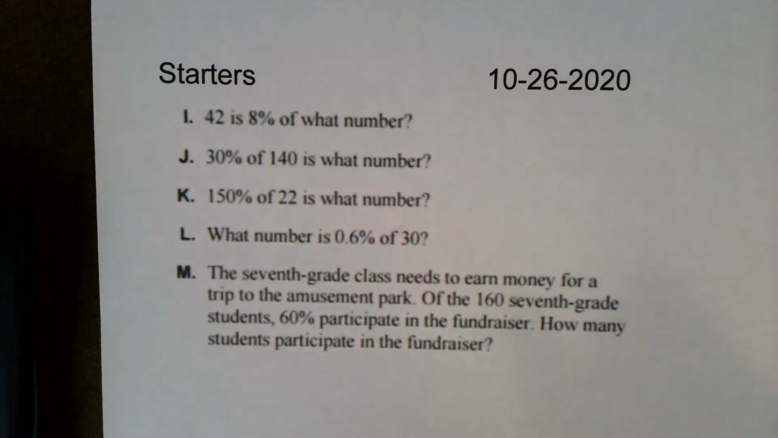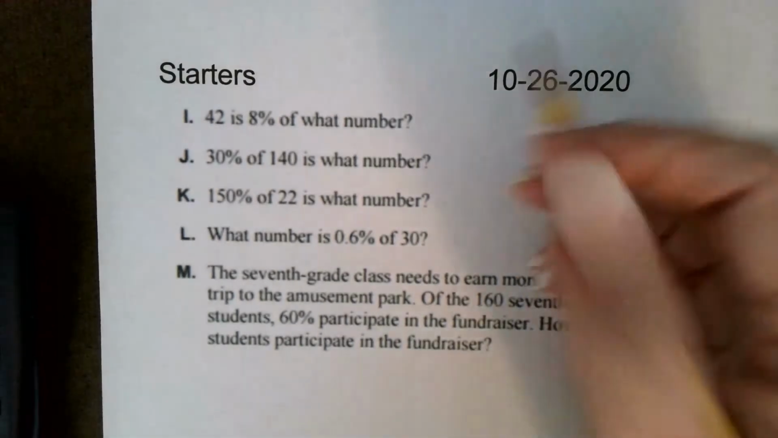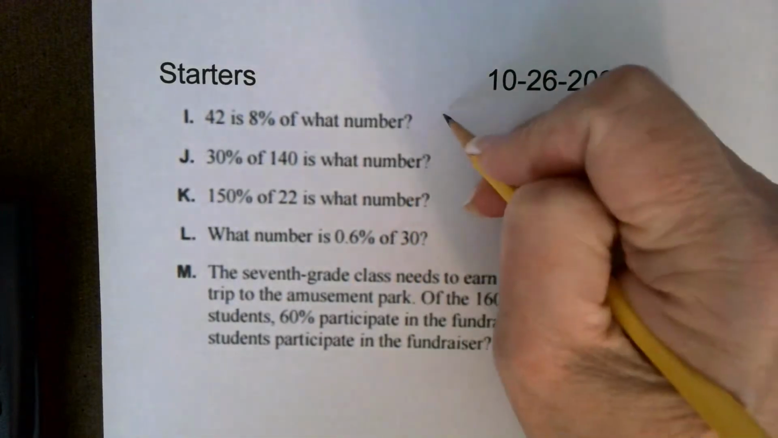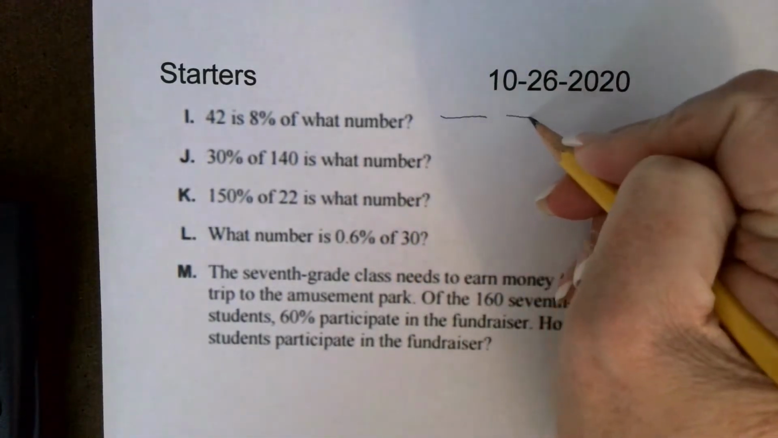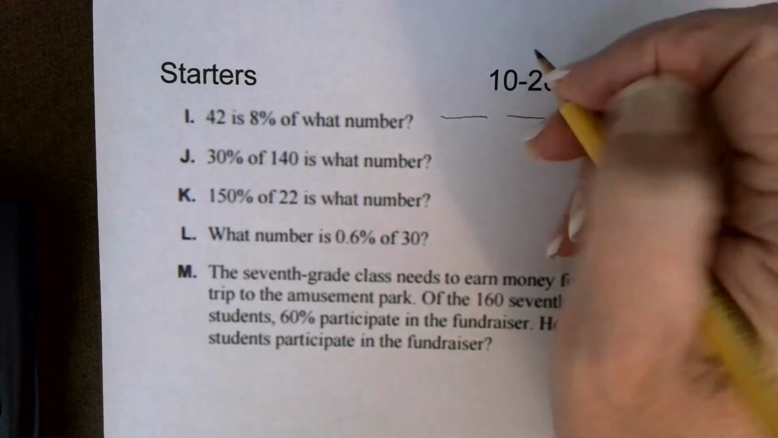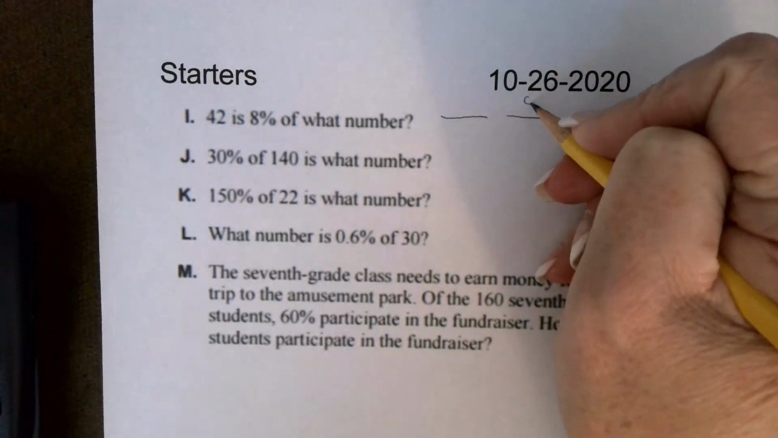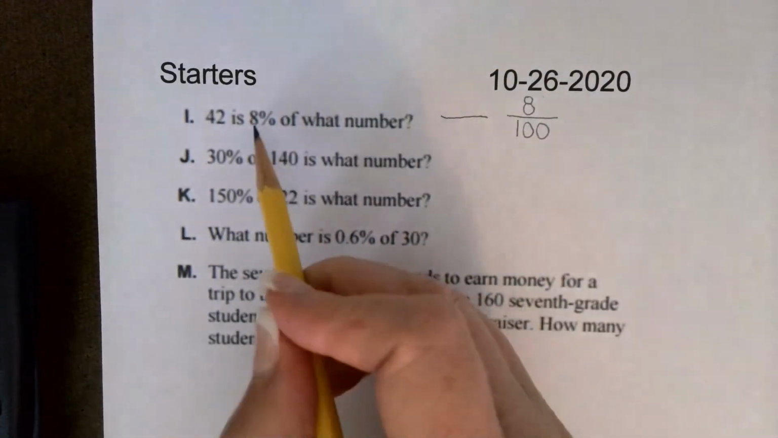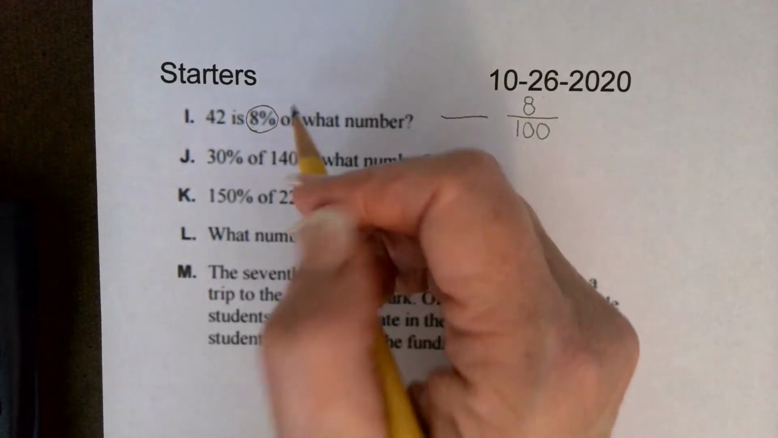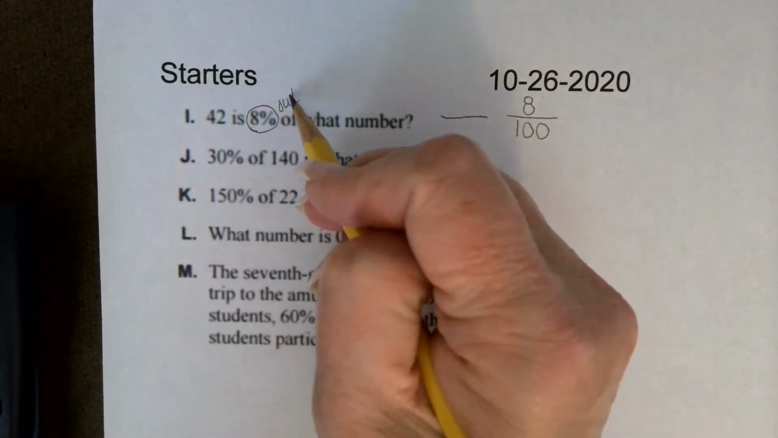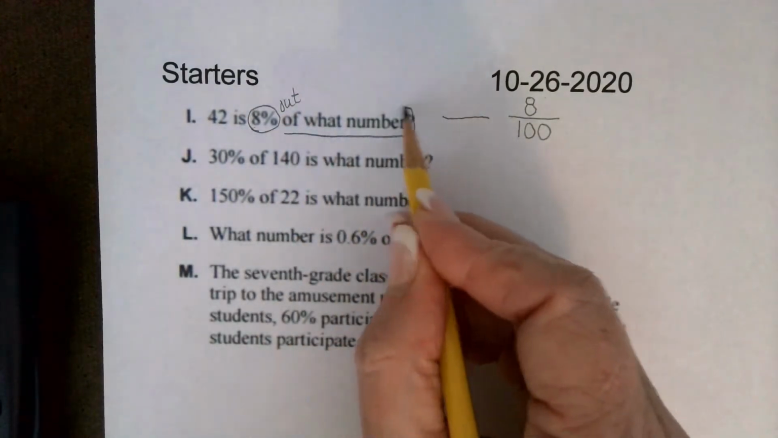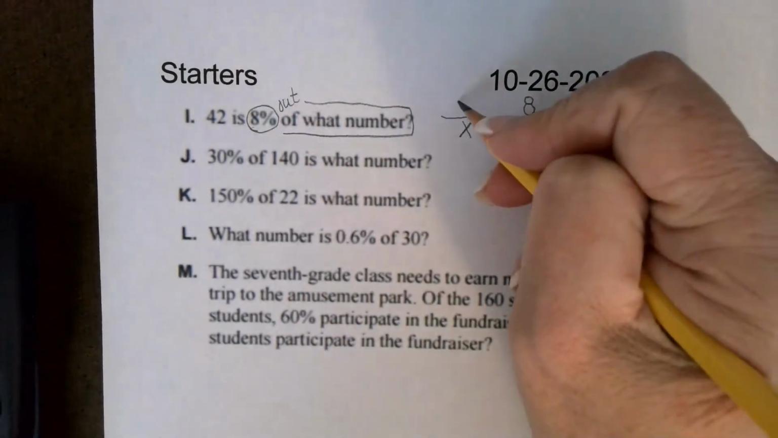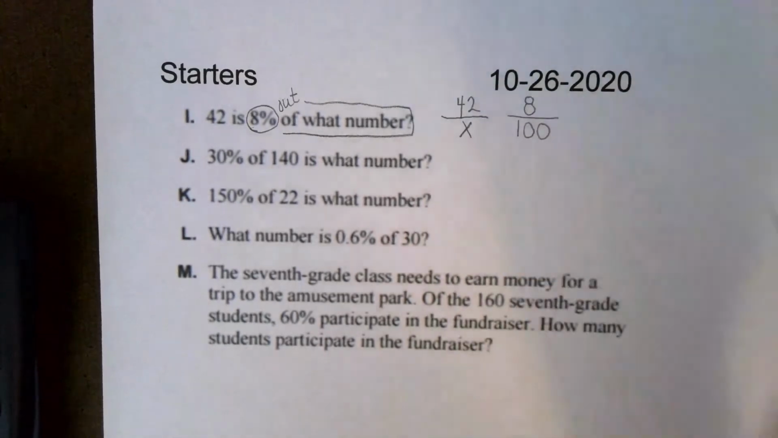Okay, these are the answers for Monday starters. So we've got 42 is 8% of what number? This is the part over the whole is percent over 100. So we've got our 8 over 100 because that's our percent. We're looking for the out of what number, meaning I'm not sure what the whole is. And then we've got 42 as the part.